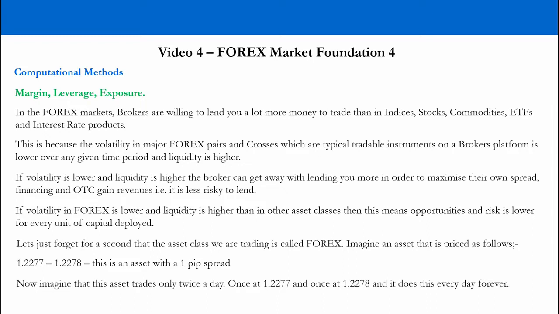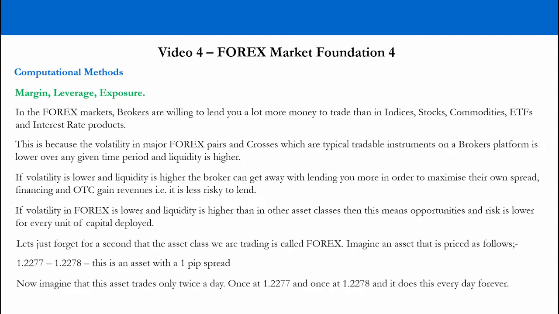If you're the equal and opposite of that situation, you're just a person trading something that's much lower volatility and much higher liquidity than every other asset class. Now let's forget that we're actually trading an asset class called Forex. Let's just imagine any asset that's priced as follows. The asset is priced at 1 spot 2277 to 1 spot 2278, meaning you can sell at 1 spot 2277 and buy at 1 spot 2278.